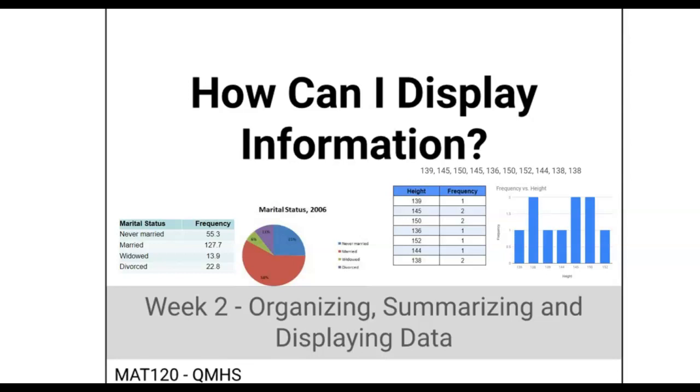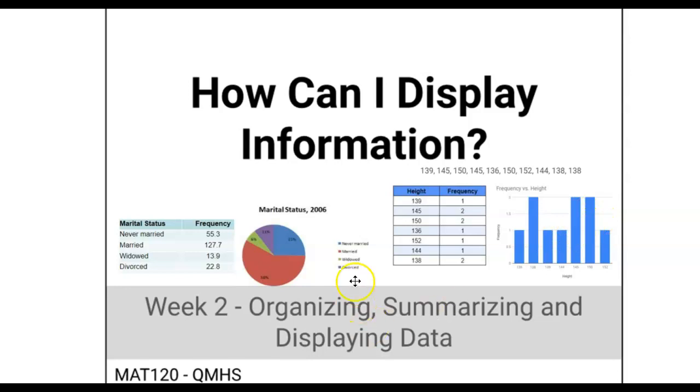Hello students, this is the Week 2 lecture on organizing, summarizing, and displaying data. We hope to answer the question, how can I display information? You can already see a couple of different choices here. You have a table, or two tables I should say. One of the tables is a frequency table. One of them is more like a relative frequency table, although these numbers don't appear to be exact relative frequency.